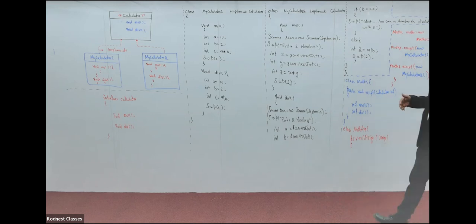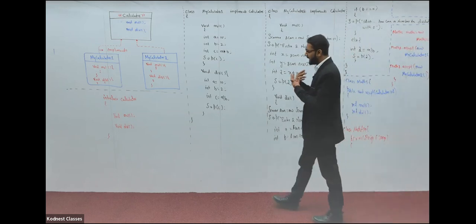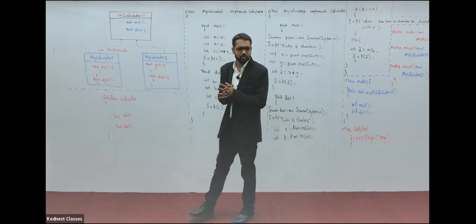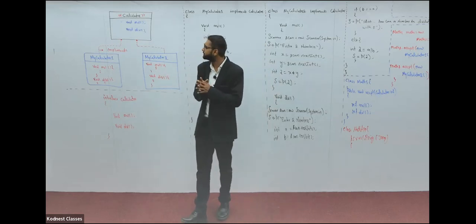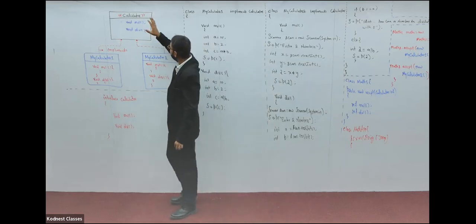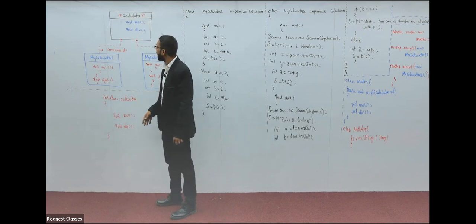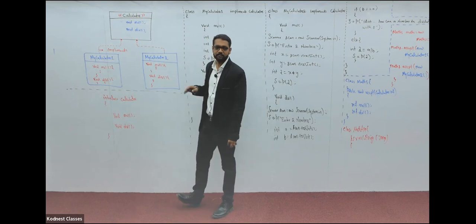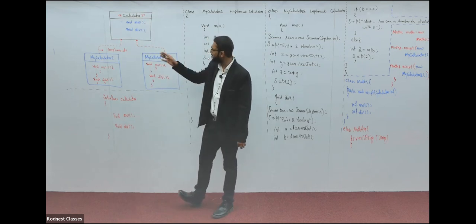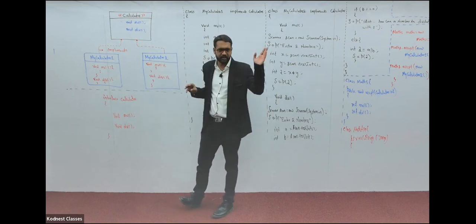The program's output, if I ask, you will tell. That's a different story altogether. Correctly, you see it. Interface is used to achieve standardization. Say I have 10 calculators. My calculator 1, my calculator 2, 3, 4, 5, 6, 7, 8, 9, 10.